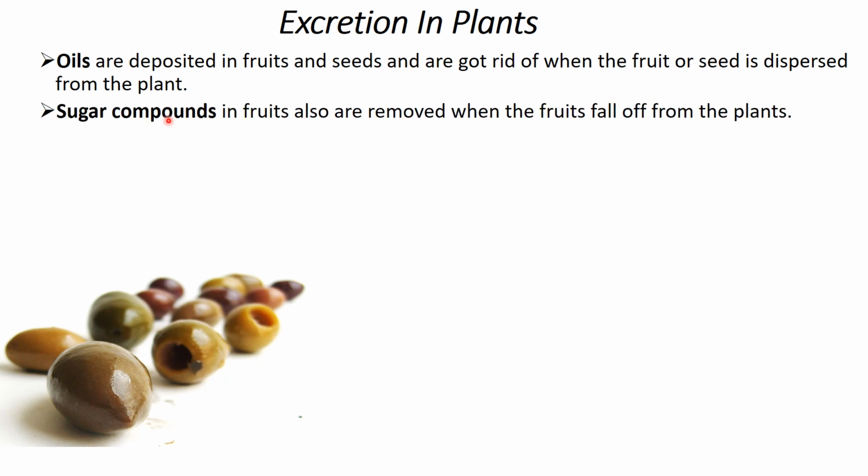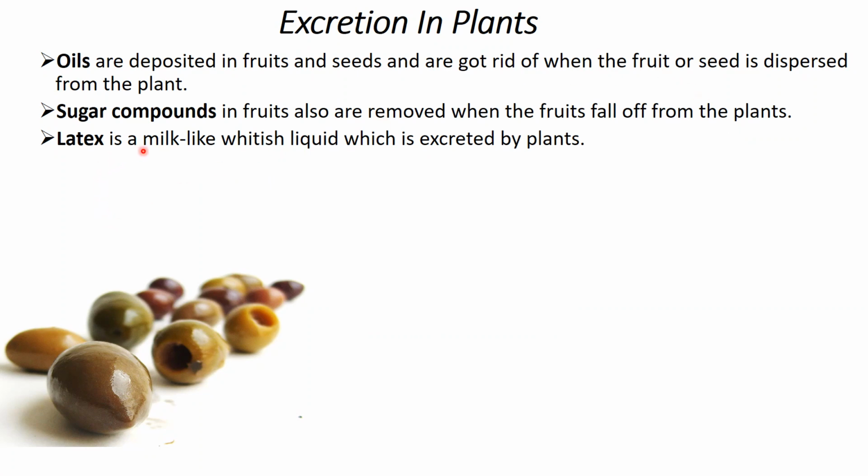We also have sugar compounds which are found in fruits, and are also removed when the fruits fall from the plants. When there is excess sugar from photosynthesis, a plant can store that sugar in fruits, meaning that when an animal eats that fruit, it means that sugar has been excreted, has been gotten rid of.